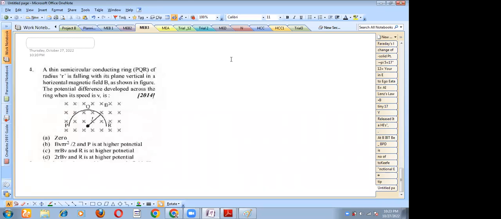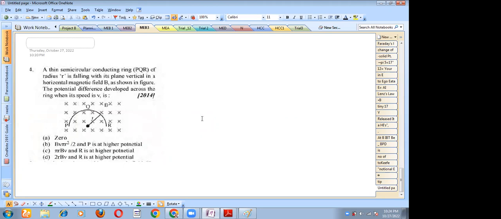A thin semicircular conductor ring PQR of radius R is falling, with its plane vertical, in a horizontal magnetic field B, as shown in the figure. What is the potential difference developed across the ring when its speed is V?